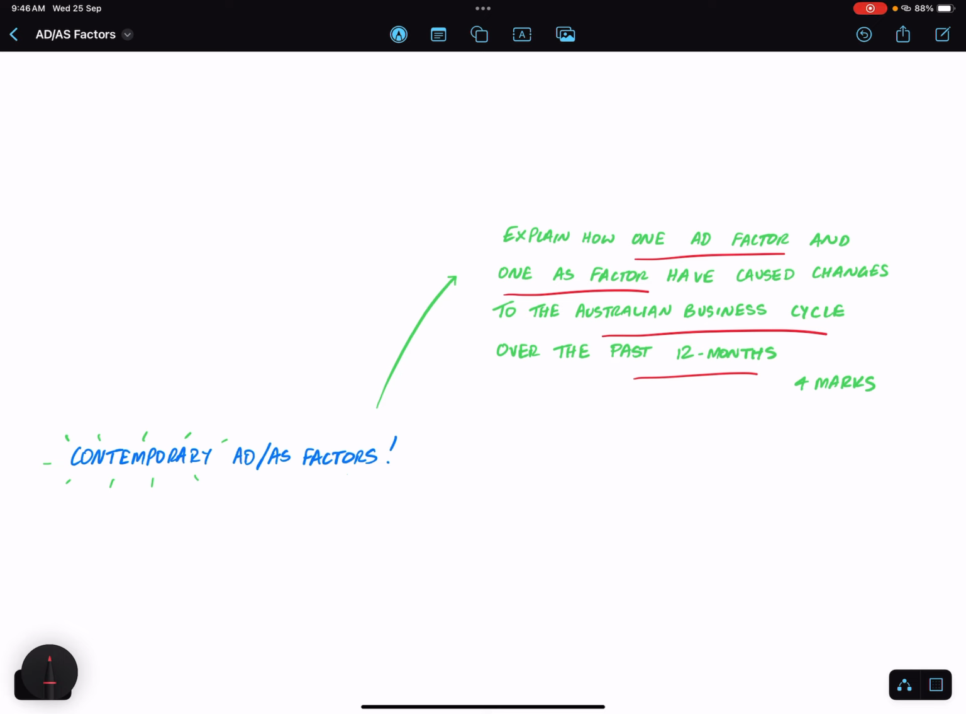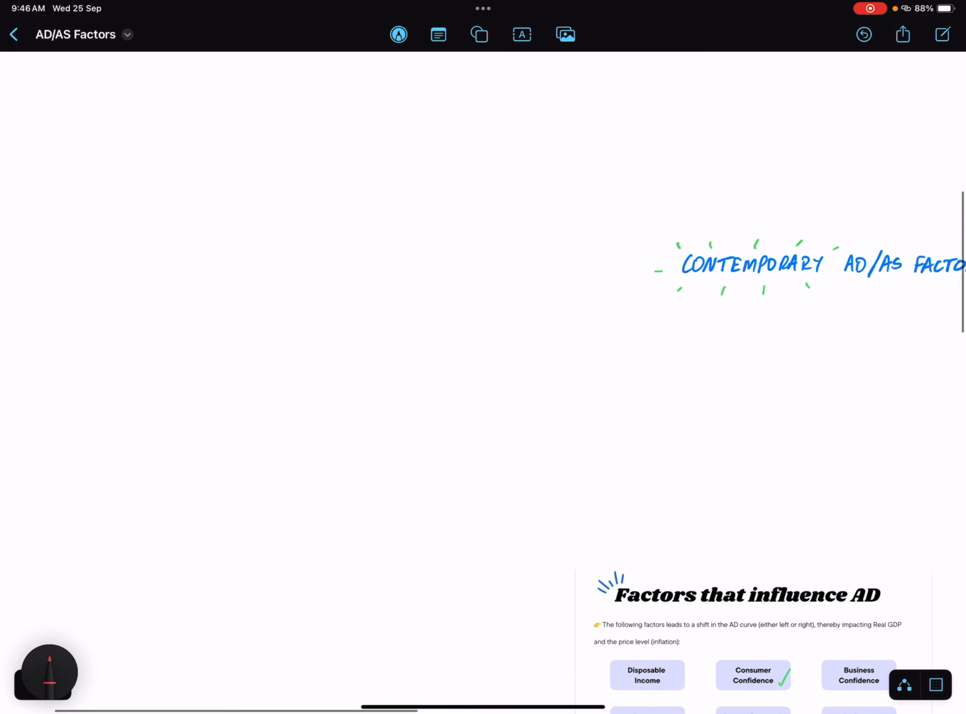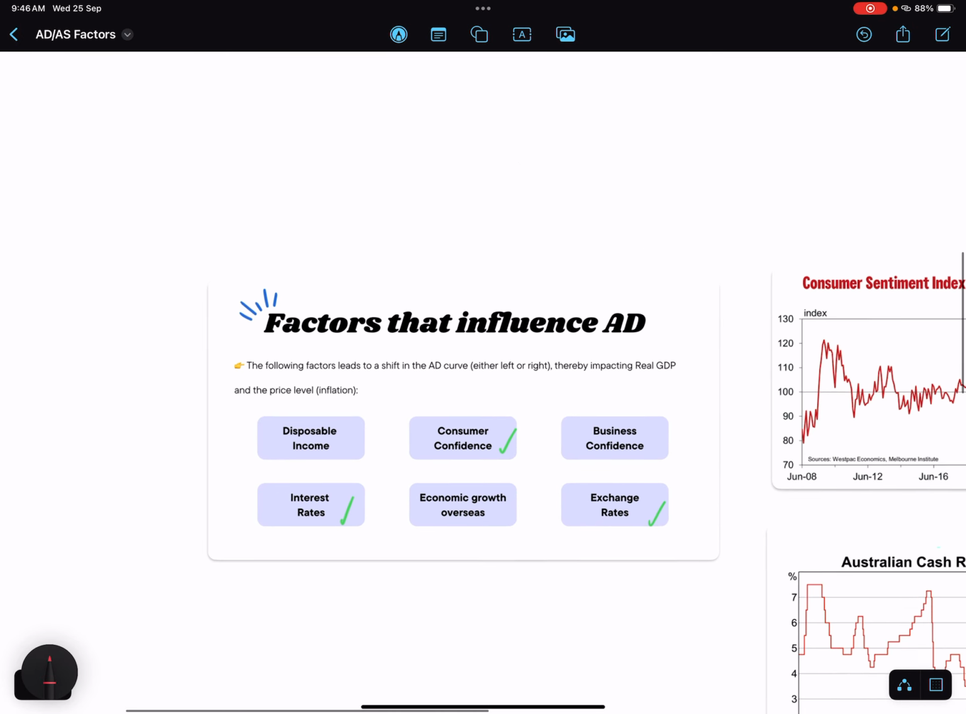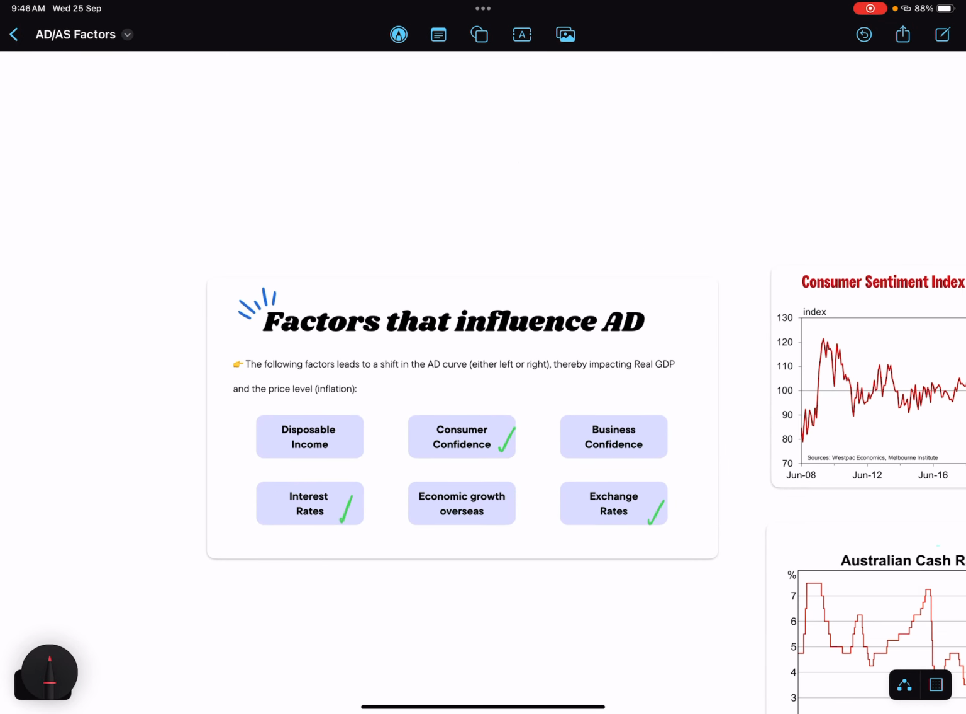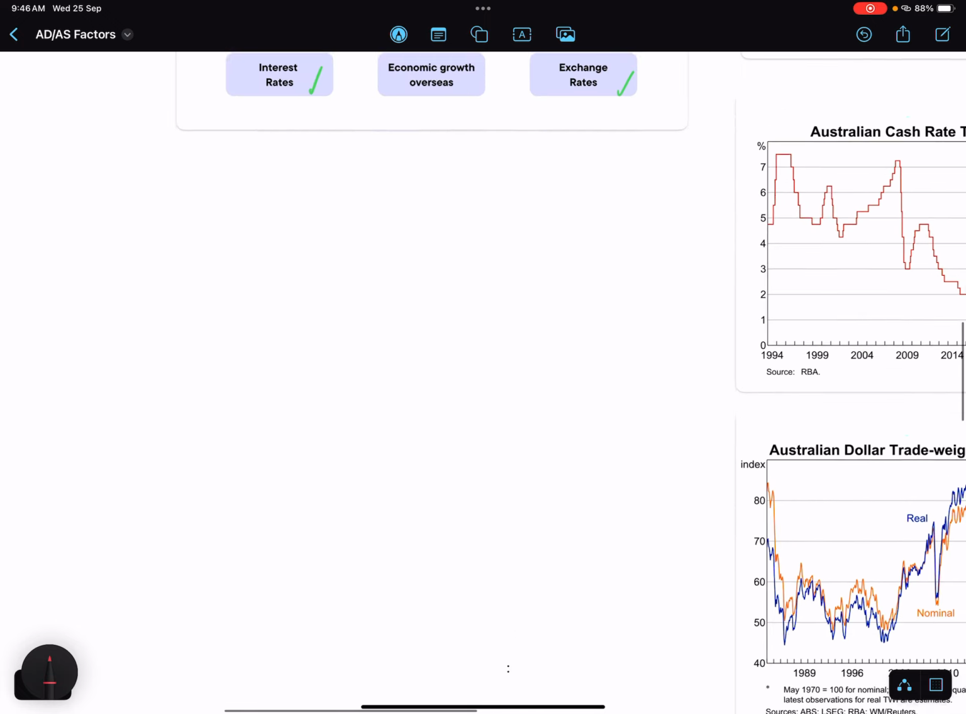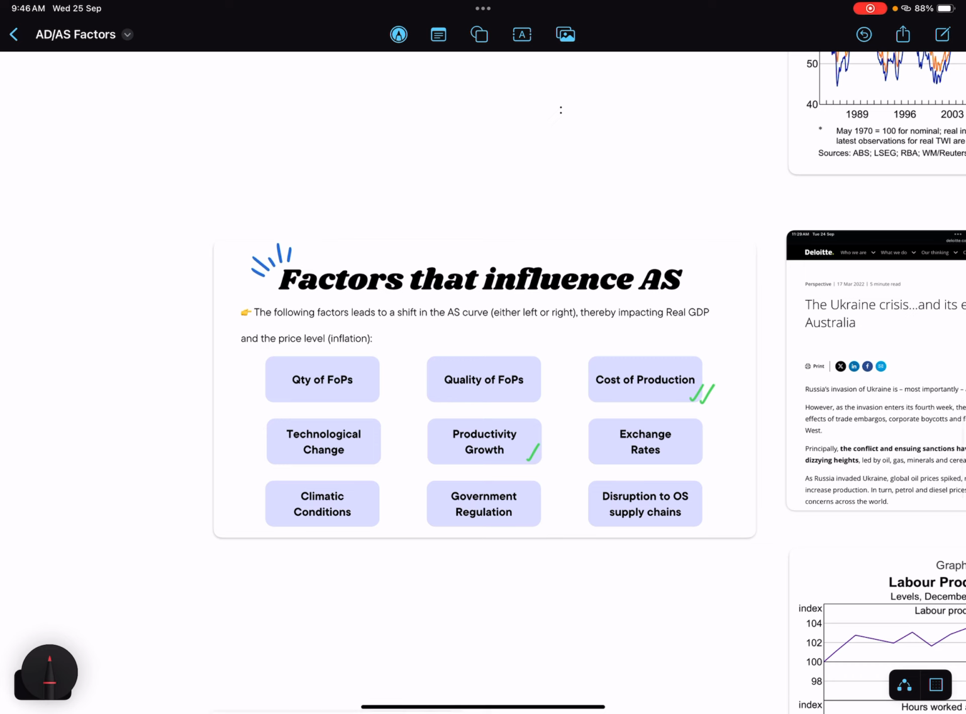So there's actually quite a lot of prior knowledge that you need to have coming into a question like this, as well as contemporary understanding of current AD and AS factors. So before we get into this specific question, let's go back to the syllabus for a moment. Factors that influence AD, these are the 6 factors that are listed in the study design that you need to know. Likewise, these are the 9 AS factors as listed in the study design that you need to know.